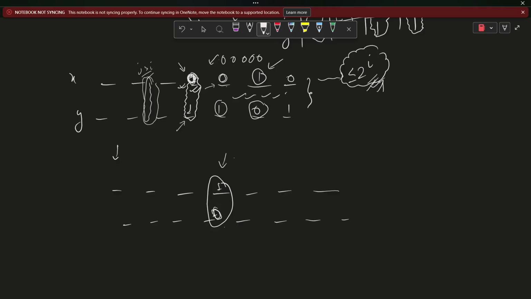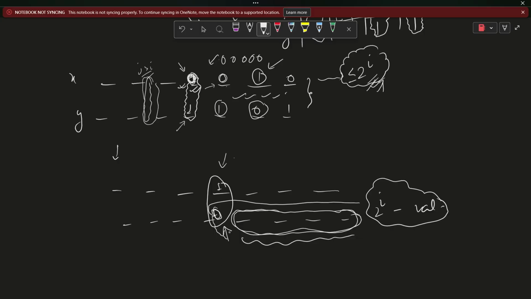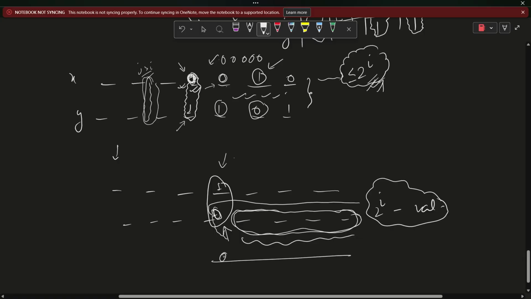If I am making it 0 by adding something, the best way to add is this: if you consider this number only, whatever its value is, 2 power i minus its value. Whatever this value over here is, 2 power i minus value is the most optimal way to add something, so that this whole part is going to be 0, right?